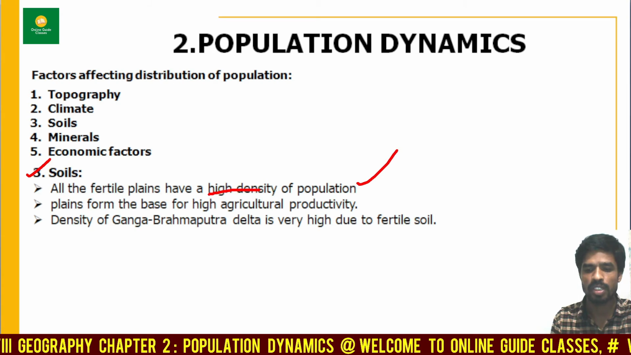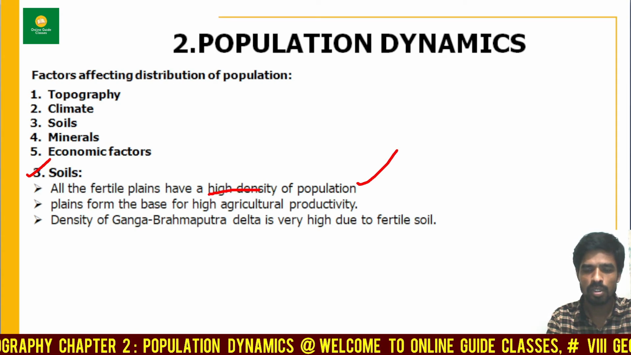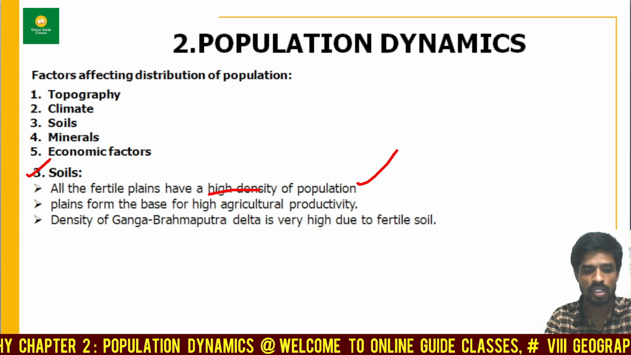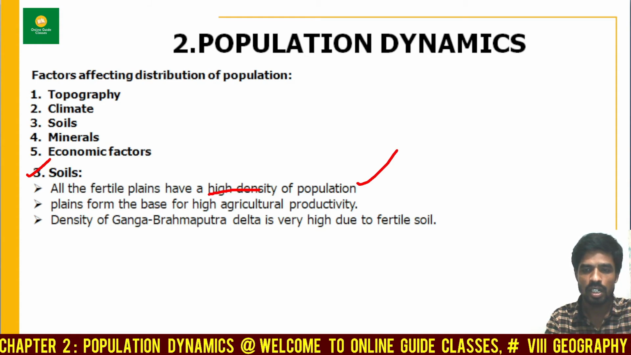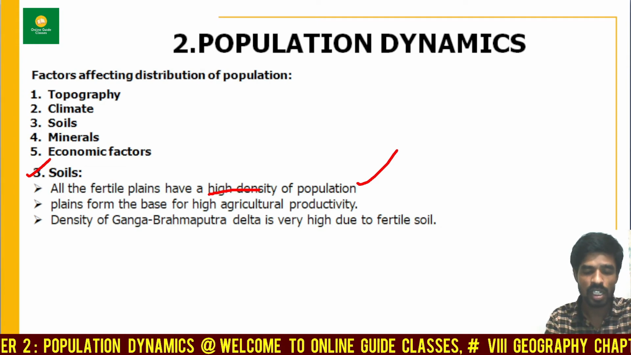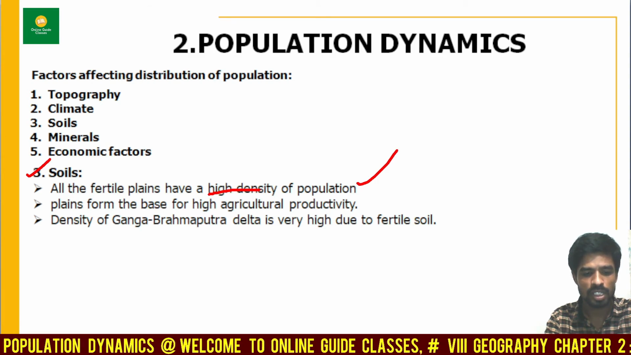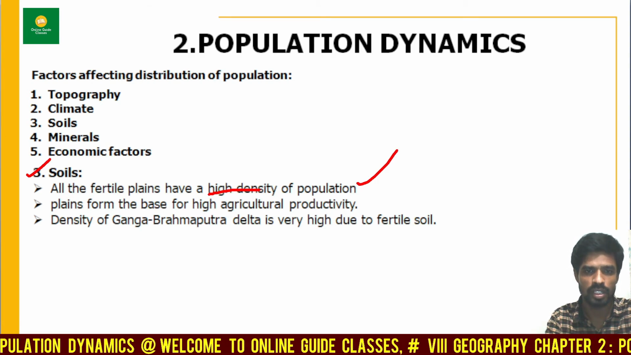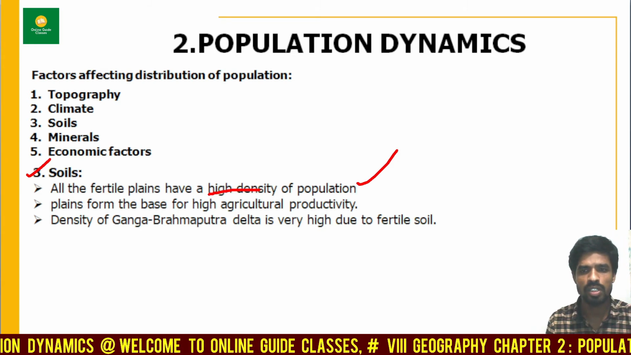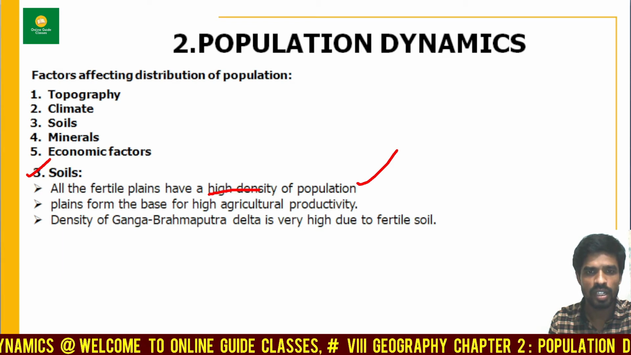Now let me give you some examples of high density of population. If you see the Ganga Brahmaputra basin, most of the cities are located on this basin. For example, Calcutta, Allahabad, Kanpur, Varanasi, Lucknow, Patna. These are the places where you find thickly populated areas, where most of the cities are developed and have grown. So fertile plains have a very high density of population.